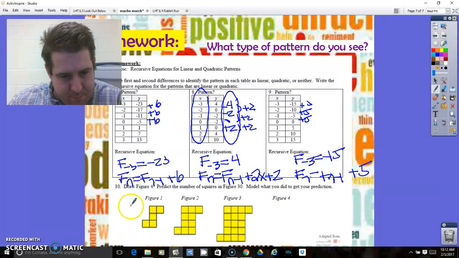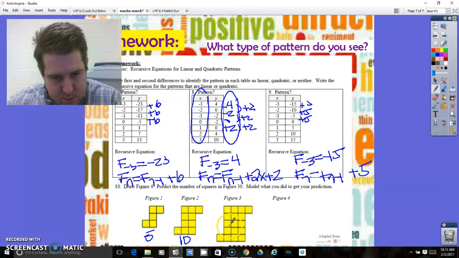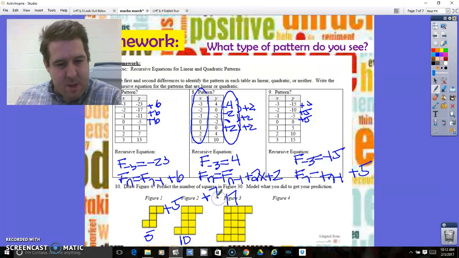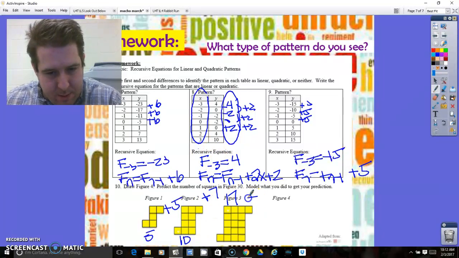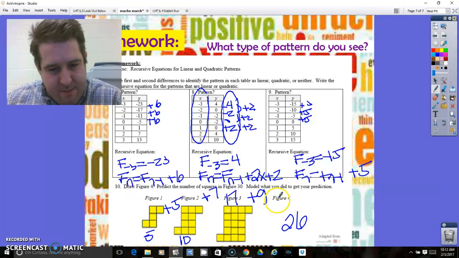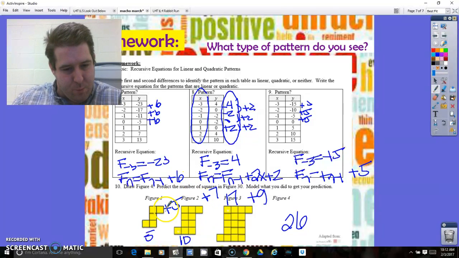1, 2, 3, 4, 5. So it goes from 5 blocks, 1, 2, 3, 4, 8 to 10 blocks, 1, 2, 3, 4, 5, 15, 17 blocks. So it looks like it went from +5 to +7. Then it's going to go to +9, which would make this 26 blocks. So this is a quadratic equation. It does have a second difference in this case, a second difference of +2.